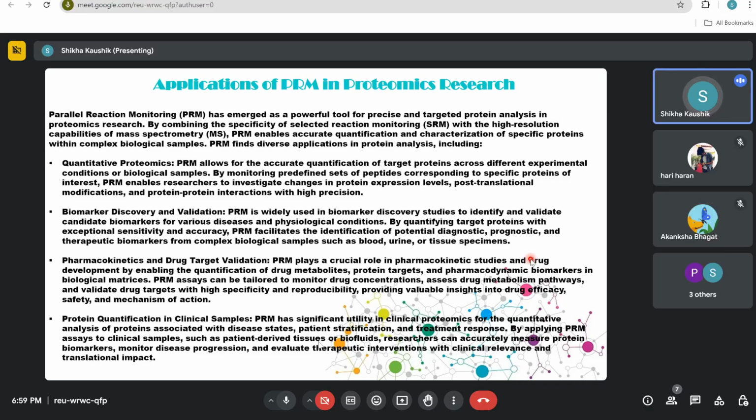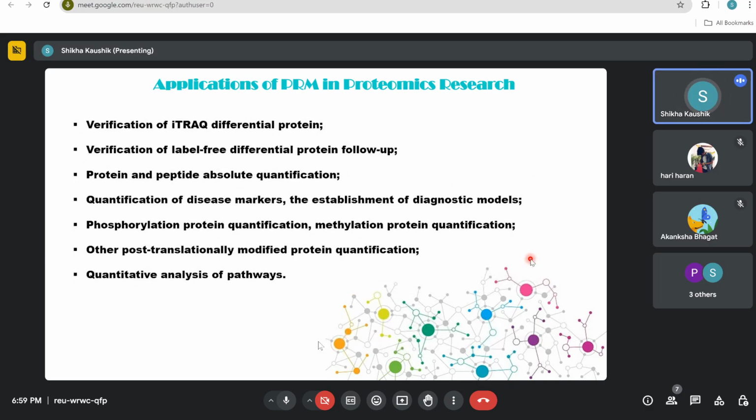So जब आप इनसे ये targeted proteomics PRM के through करते हो, you can get more detail of your protein changes that are happening, and then you can exploit these details to have translational research. So these all things you can do using PRM. So अगर मैं in short nutshell में बोलूँ, so verification कर सकते हो आप, validation कर सकते हो, I track differential protein का, आप label free differential protein का verification कर सकते हो. All these things can be validated using PRM.